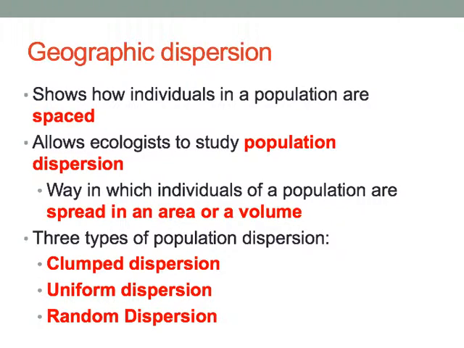The next one is geographic dispersion. This shows how individuals in a population are spaced. There's going to be three different types of dispersions. We'll talk about these all individually as well, and why they're important to the species' survival. We have clumped dispersion, uniform dispersion, and random dispersion. These are just going to describe the ways in which individuals of a population are spread in an area or a particular volume. So let's go through those three.